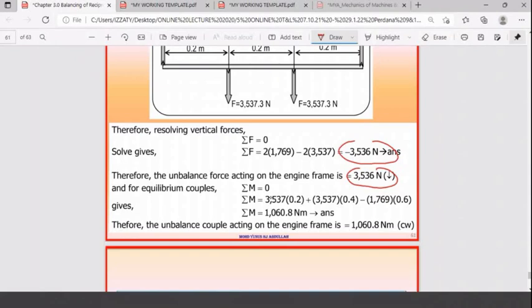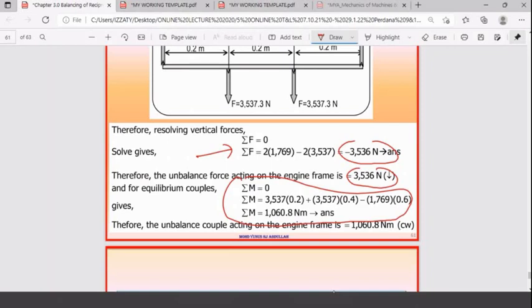Correct? Or you can do it individually. You can also do, yeah. So this one is the total one. This one is the total force acting on the system when you have so many banks. Therefore, the unbalanced couple acting in the engine frame is 1,000, or 1 kilonewton, rotating clockwise. So all these forces, this one can be balanced. This one is very difficult for you to balance.